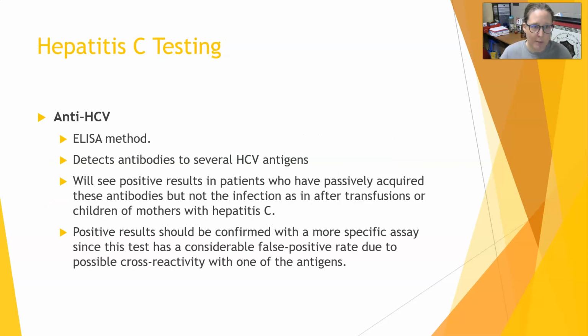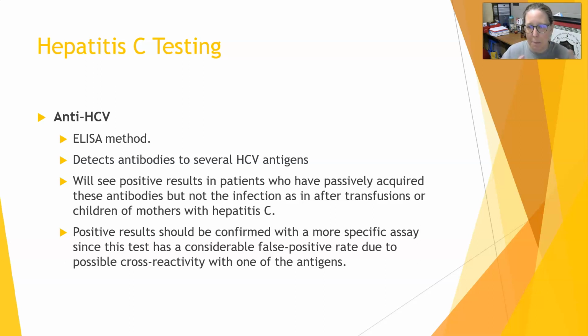So how do we test for hepatitis C? First is the anti-HCV antibody, usually run with the ELISA method. It detects antibodies to several of the hepatitis C viral antigens. You will see positive results in patients who have passively acquired these antibodies, but not the infection, like after transfusions or children of mothers with hepatitis C.